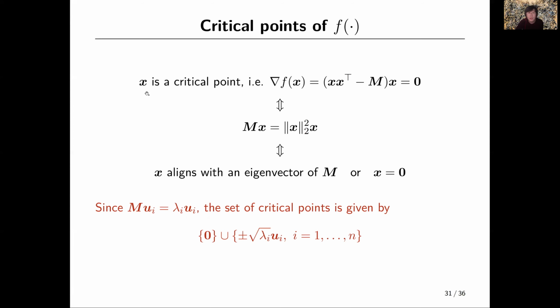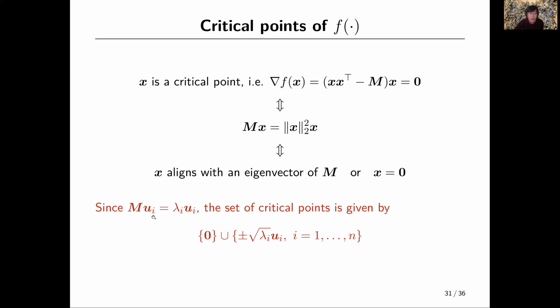Recall that if I'm arguing about first order critical points, I'll have a critical point if and only if the gradient is 0. Since I know the loss function, I can write down the expression of the gradient and force it to 0. Moving the terms around the different sides of the equality, I can rewrite this condition as M times x equals the square norm of x times x. What this is saying is essentially that x will align with an eigenvector of the matrix M, or x equals 0.